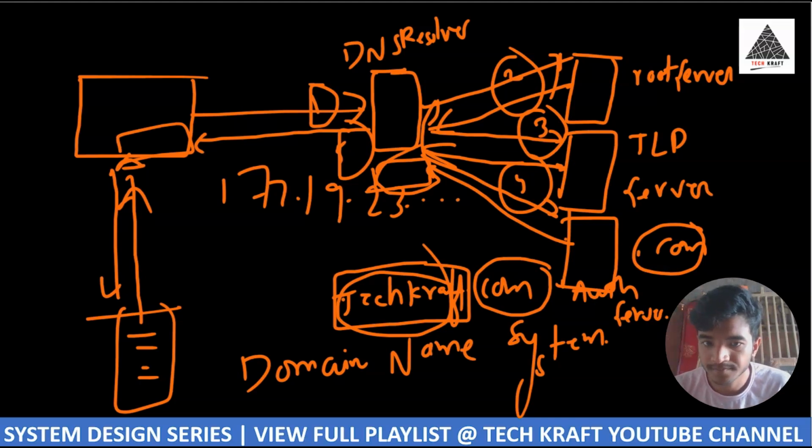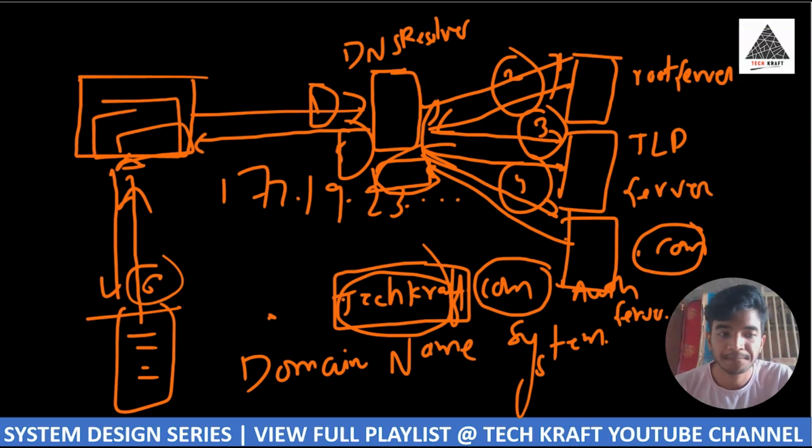Now our browser will ask for the server IP, and the server responds. Now the web page will be displayed on the system. So this is what we have learned today.